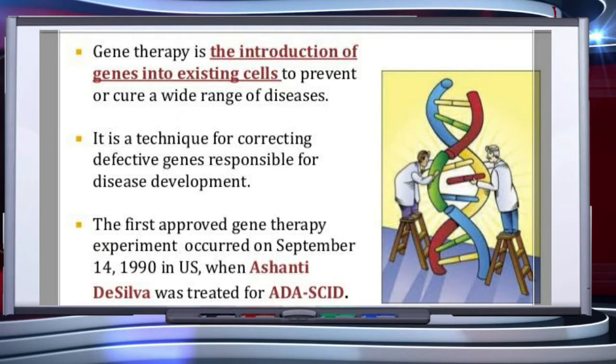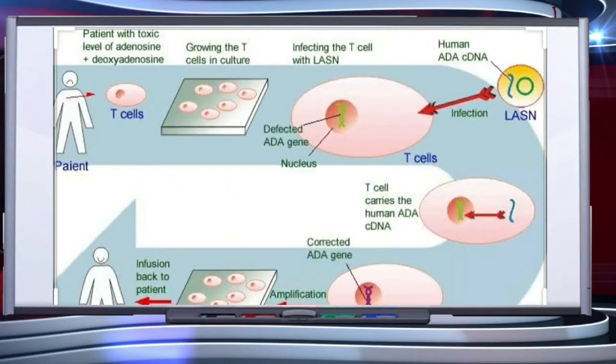The first gene therapy was given to a 4-year-old girl with adenosine deaminase, that is ADA, deficiency. ADA deficiency is caused due to the deletion of the gene for adenosine deaminase. In some children, ADA deficiency can be cured by bone marrow transplantation and enzyme replacement therapy, but they are not completely curable. This can be treated by gene therapy.